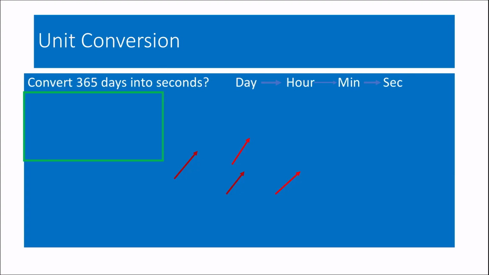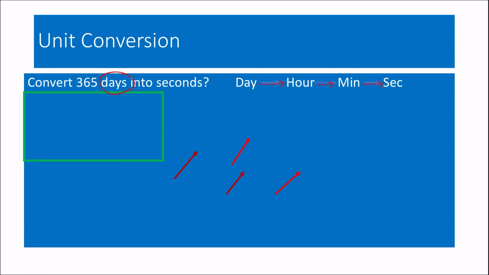Now let's talk a little bit about the unit conversion. Unit conversion is very important to solve the problems in physics 205. So let's begin with a very simple example. Convert 365 days into seconds. So you have to convert days into hours, then hours into minutes, and then finally the seconds.